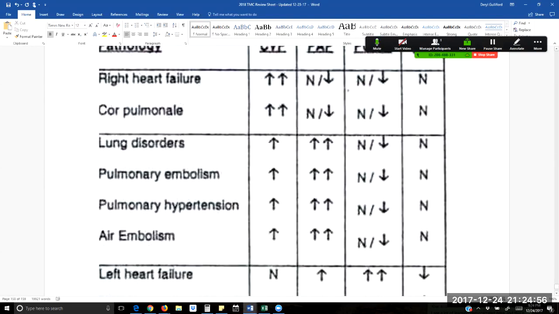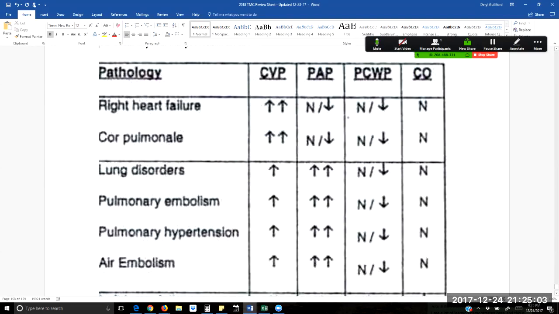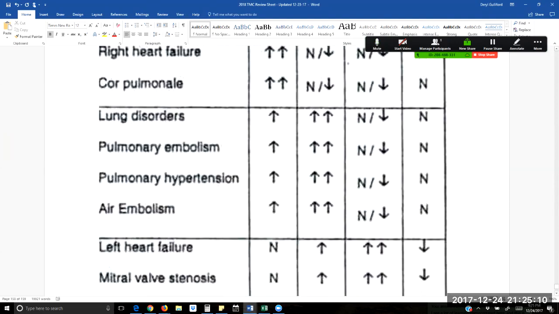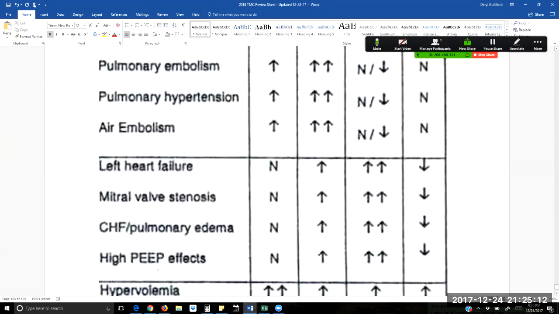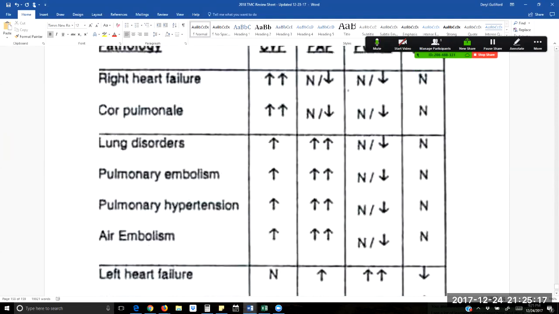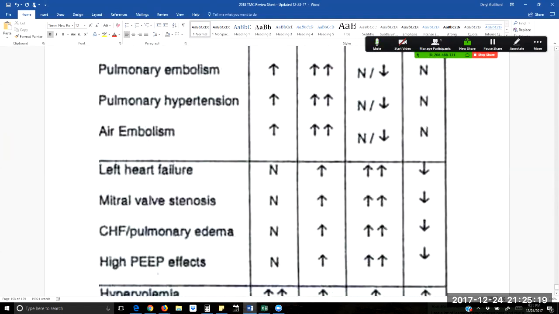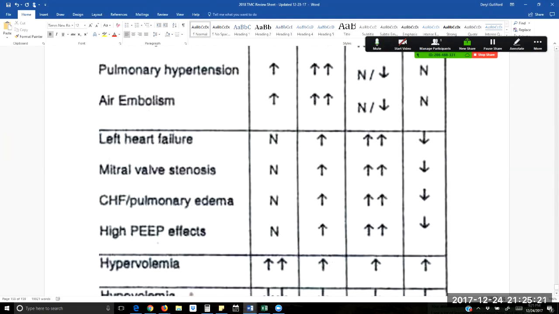In lung disorders, pulmonary embolism, pulmonary hypertension, air embolism, any of those things, the thing that changes most is pulmonary artery pressure. You might have a little increase in CVP, but everything else is normal. For left heart failure, mitral valve stenosis, CHF, and high PEEP effects, the thing that increases most is the wedge pressure. It's the wedge pressure. See that? 2 arrows up. You might have some increase in pulmonary artery pressure. Cardiac output will be down in those conditions.